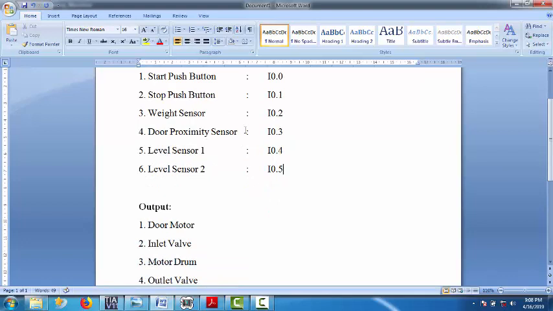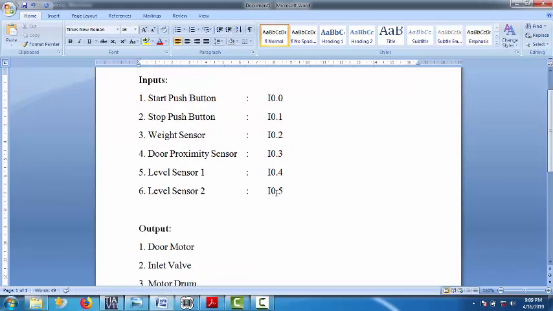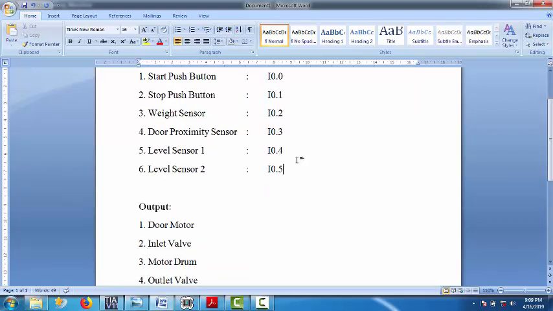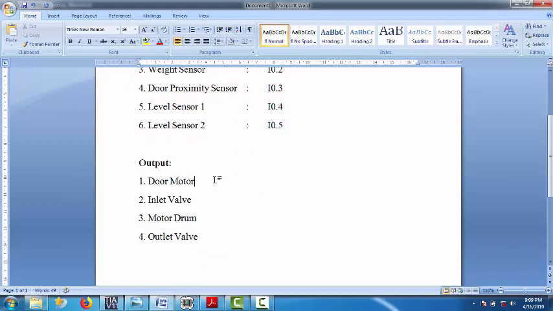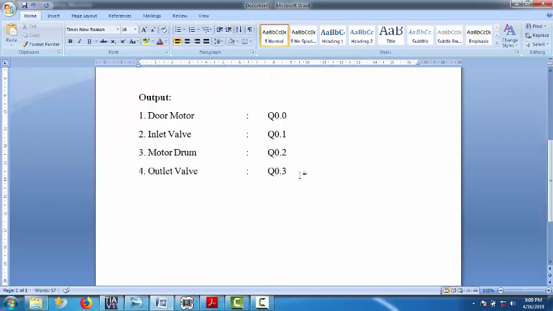Okay, these are your addresses. The order is not important, just make sure that once you have given the number or name, keep it constant. Don't keep on changing it in your program. For inputs it is I, for outputs it is Q: Q 0.0, Q 0.1, Q 0.2, Q 0.3. Okay, so inputs and outputs are done.